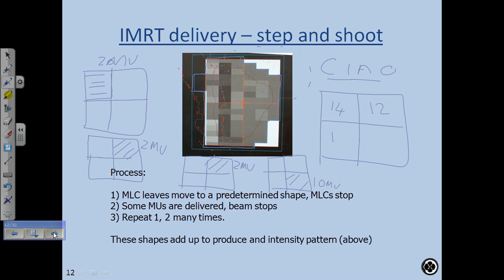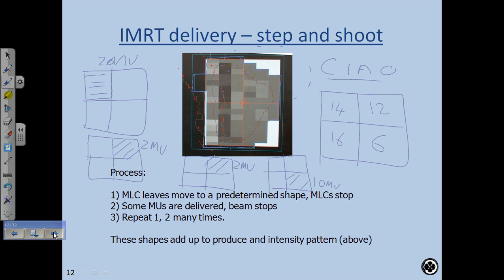16. And the last guy? 6. The last guy gets 6, okay. So, this gives you an idea of the intensity pattern that you're going to get in there. So, this is going to be the darkest. And then there's this one, and then there's this other. That's how, this is a very simplified, we just made a very simplified MLC segmentation algorithm.